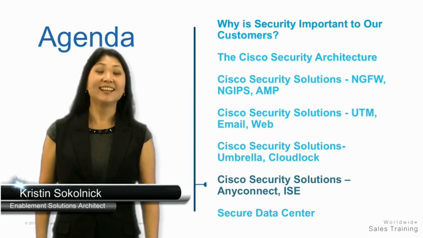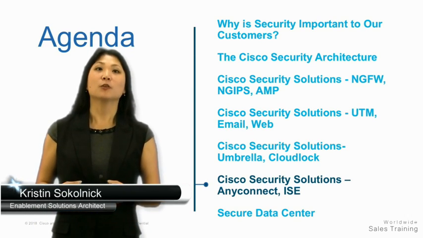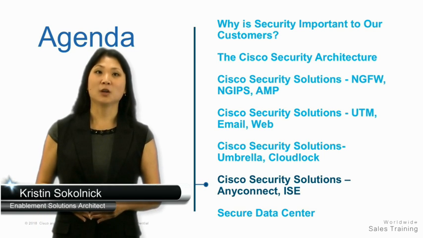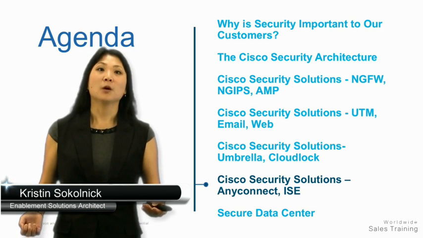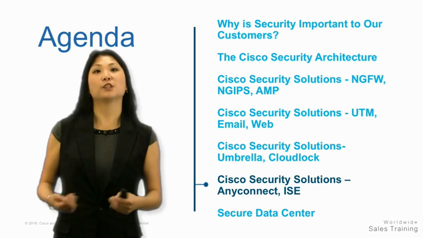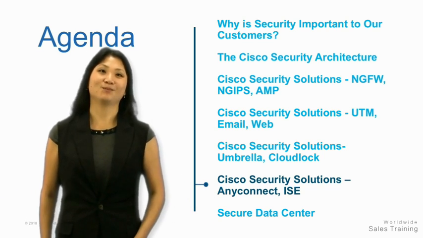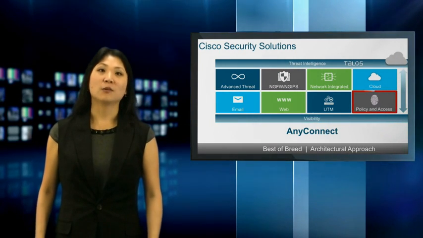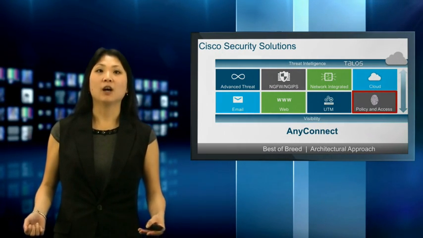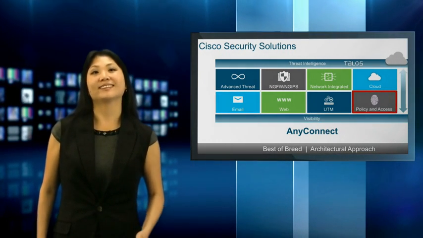Welcome back. In this section, we'll be covering the AnyConnect remote VPN client as well as ICE, or the Identity Services Engine, which provides visibility and can help a customer secure their network in a number of ways. AnyConnect provides seamless and secure connectivity for an organization's remote users.